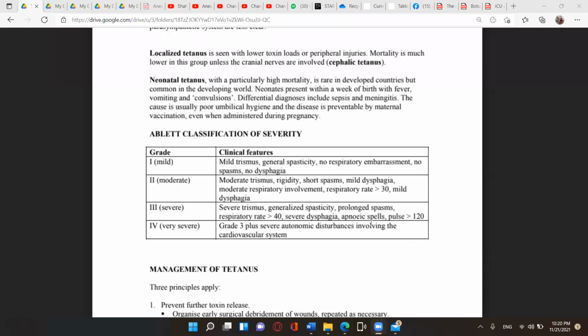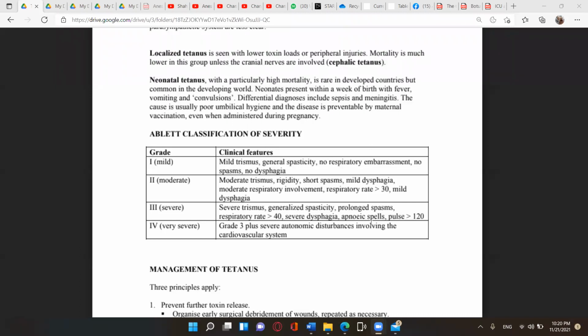Yes, sir. So there are basically 4 grades: mild, moderate, severe, and very severe. Basically, we grade on the basis of respiratory symptoms and the dysphagia and trismus as well. There would be mild, moderate, and severe trismus, and there would be no dysphagia in mild tetanus, but there would be respiratory involvement, mild dysphagia in moderate. In severe tetanus, there would be severe trismus, generalized spasticity, and two important things. One is the respiratory rate would be greater than 40 and heart rate would be greater than 120.